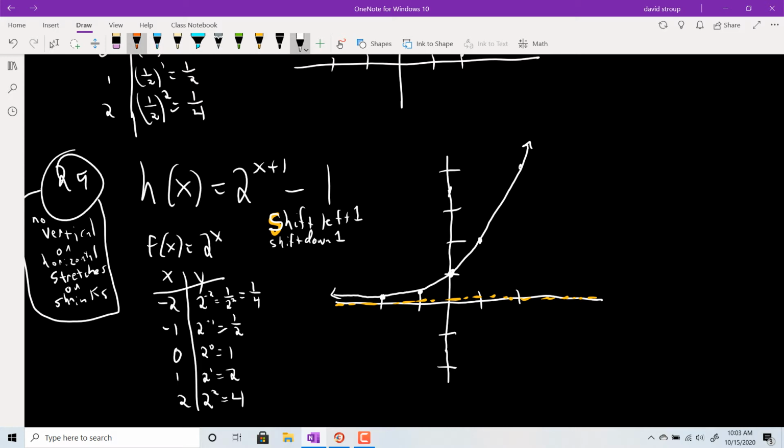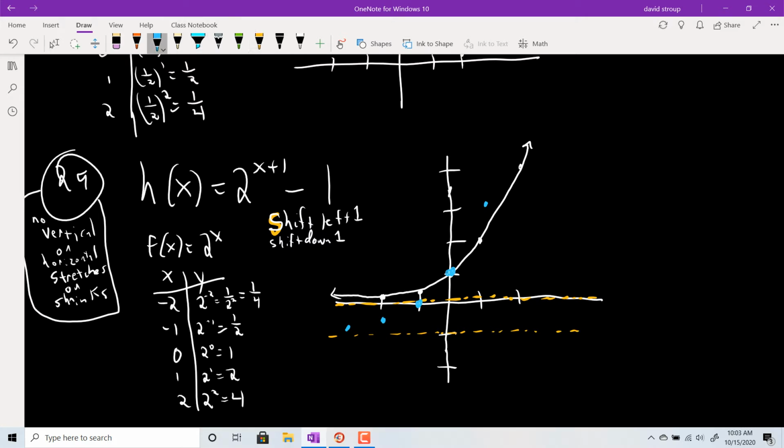Okay. All right. So let's put this maybe in blue. So I go left 1 and then down 1. So I take this point, I go left 1 and then down 1. Left 1, down 1. The horizontal asymptote will go down by 1, so it will now be sitting right here.